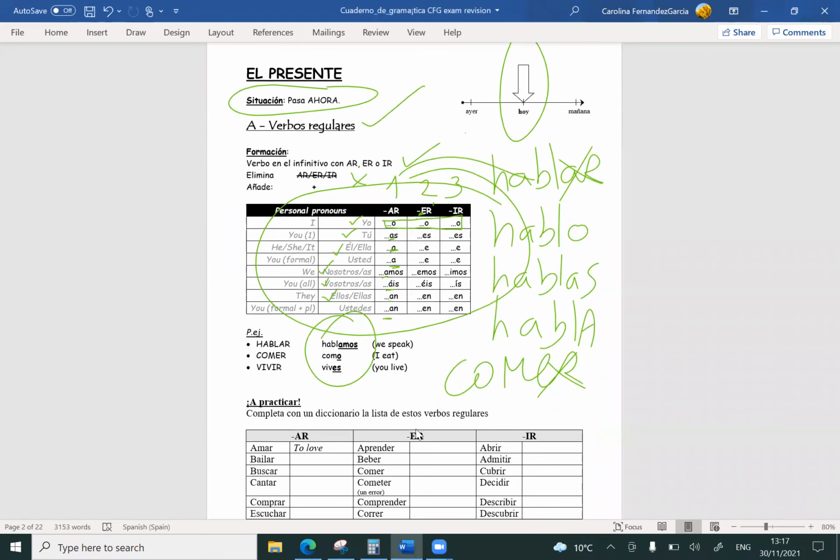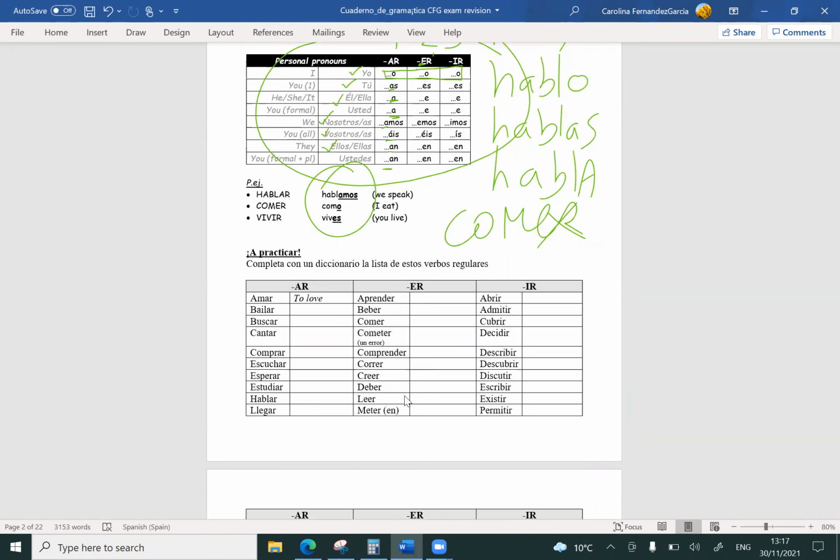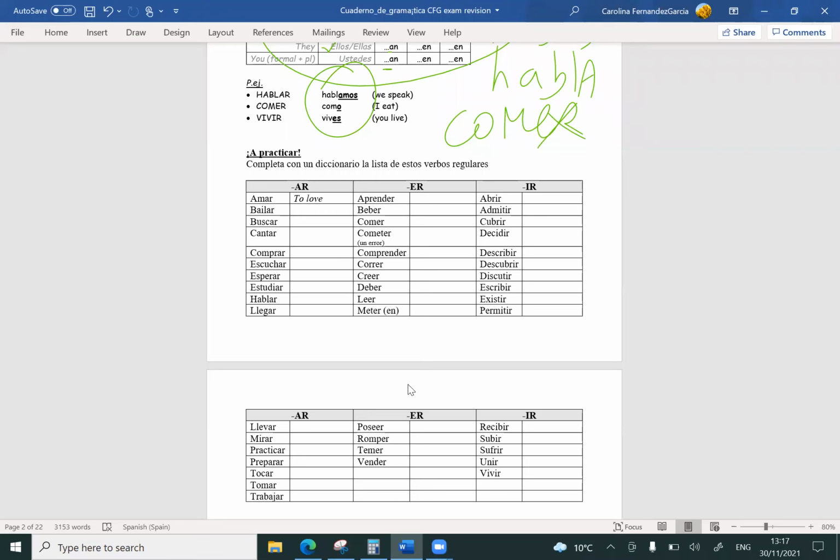So what are the most important regular verbs? We have them here, okay? You can see they're clearly organized in the first group, AR, second group, ER, and the third group, IR. So I'm going to go through all of them, and I'm going to give you the translations. These are verbs that have probably been learned since first year, so most of them will ring a bell.